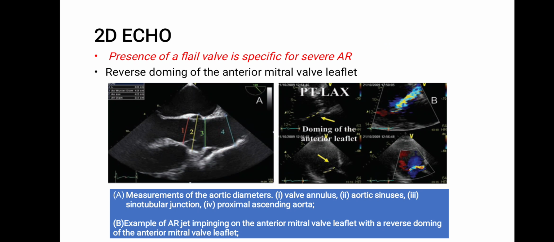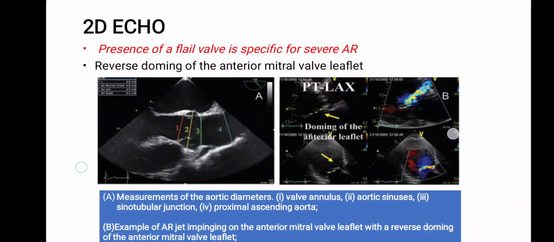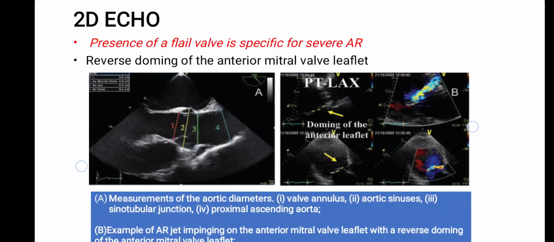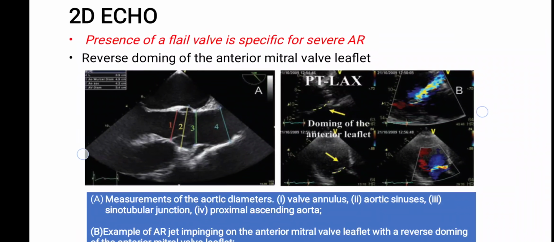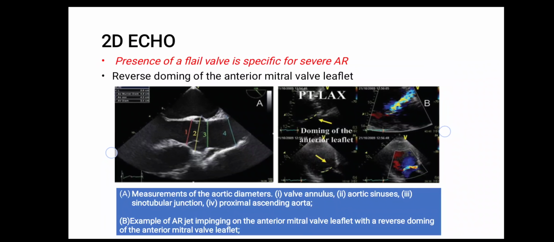Next one is 2D echo. The presence of a flail valve is specific for severe aortic regurgitation. Reverse doming of the anterior mitral leaflet. Measurement of the aortic diameters we already discussed: valve annulus, aortic sinuses, then sinotubular junction, proximal ascending aorta.